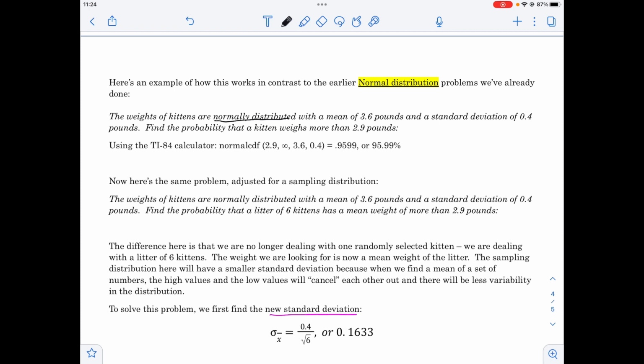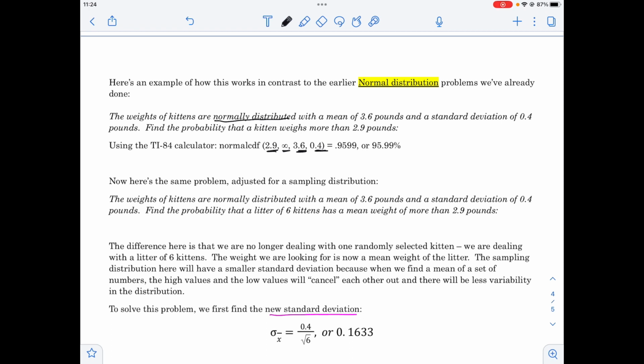So when we think about what we're doing here, we have a normal CDF in our calculator. We are looking for something more than 2.9. So this is our minimum to our max. This is our mean, and this is our standard deviation. And we put it in our calculator, and we get 0.9599, or 95.9%. Now, this is not a z-score. This is actually the area under the curve.